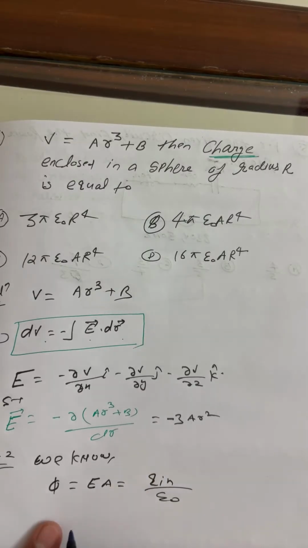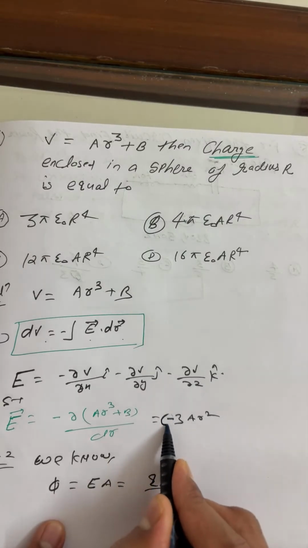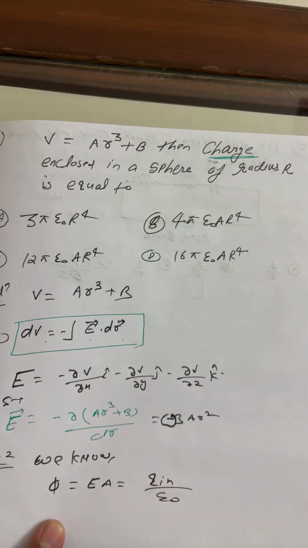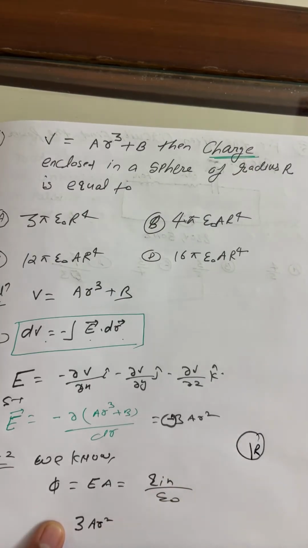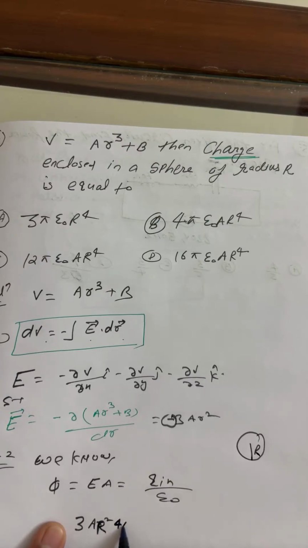So E we already got. The minus only represents the convention of sign here, so no need to take minus. This is 3A by R square, and they mention a sphere. So what is the area of a sphere? Tell me: 4 pi R square.